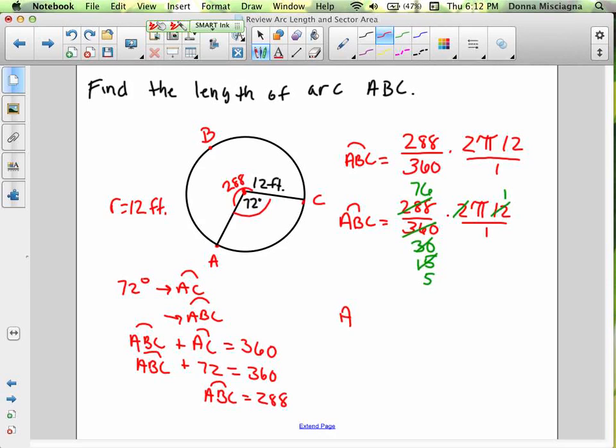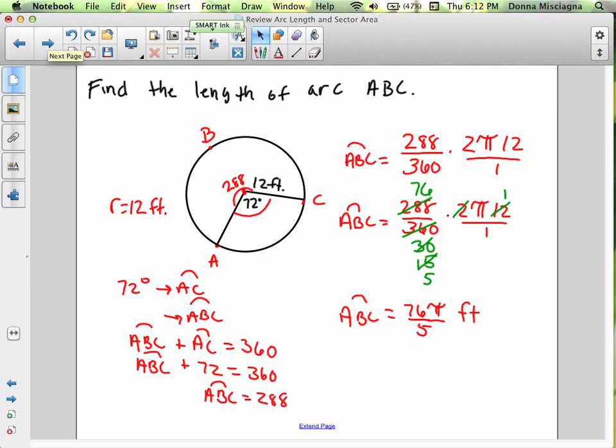So arc ABC is 96 pi fifths, and that's feet, just feet, because this is length. Right? And there's another one. Let's do 2 more.